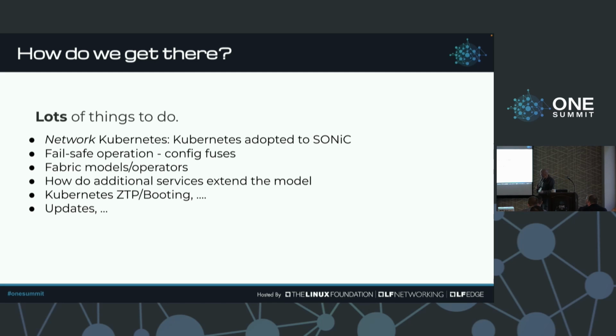We need to decide how to create and fit additional services. For example, let's say I want to run a cloud gateway in this Kubernetes cluster. How does it extend the fabric? A lot of this stuff needs to be designed. And there are more mundane things like ZTP updates.